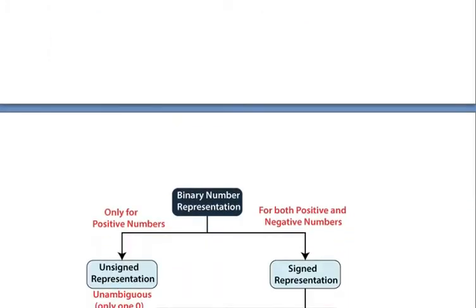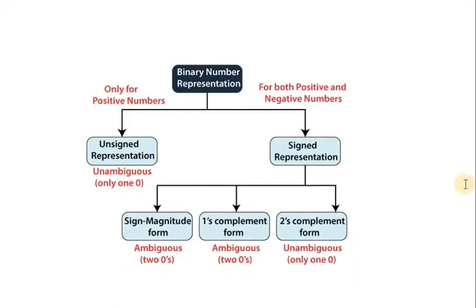So we will see with the help of this small diagram. Binary representation is only for positive numbers: unsigned representation, unambiguous, only one 0. Signed representation is for both positive and negative numbers. Sign magnitude form is ambiguous, with two zeros. One's complement is ambiguous, with two zeros. Two's complement form is unambiguous, with only one 0. So this is how we are representing binary numbers.